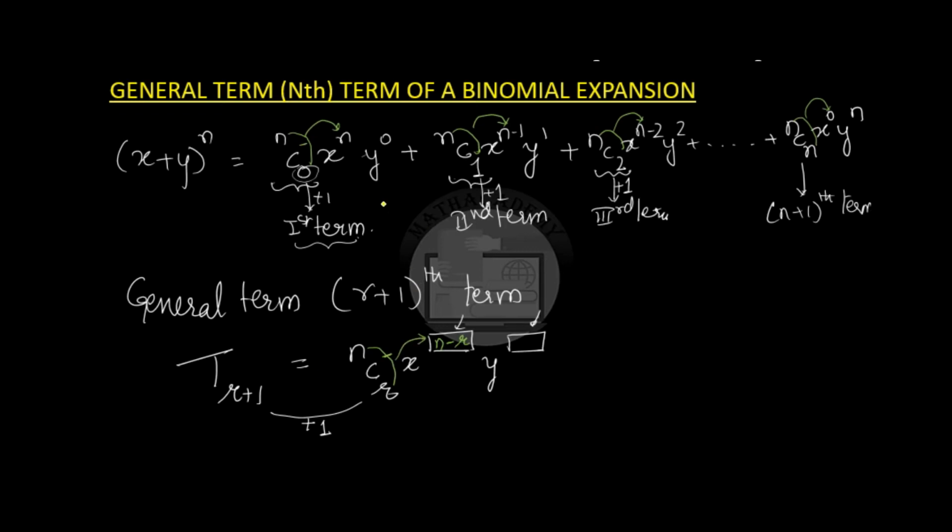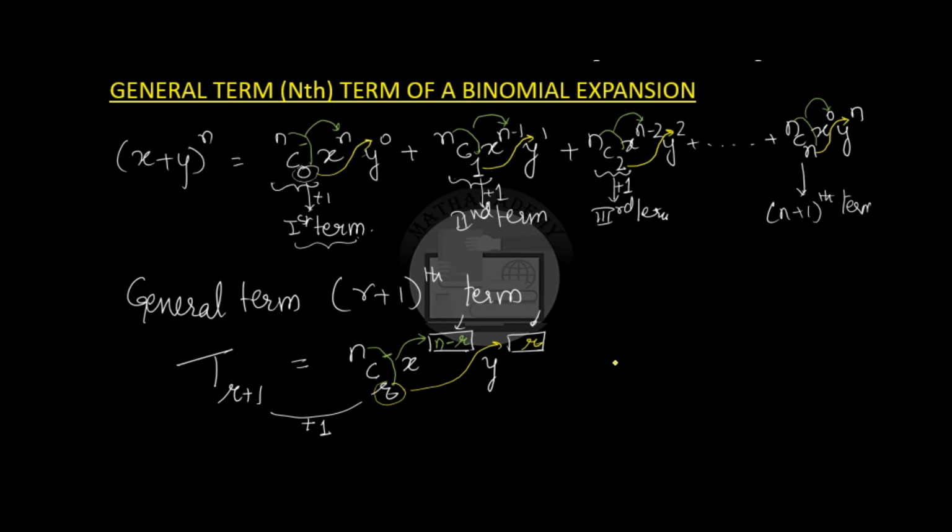Now look at the power of y. Whatever is the subscript here becomes the power of y. It is 1 here, it is y to the power 1. It is 2 here, y to the power 2. It is n here, y to the power of n. So similarly, in this particular (r + 1)th term, we have the subscript as r and hence it becomes the power of y.